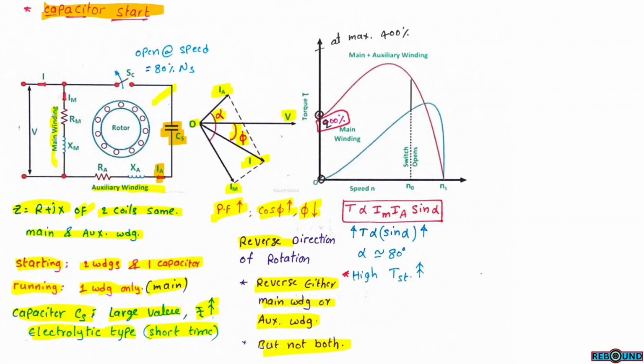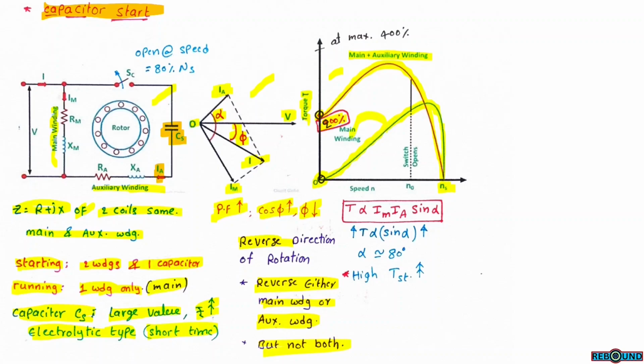So this is the equivalent circuit, this is the vector diagram, and finally the speed torque curves. This is torque versus speed. This is the starting torque with only the main winding. If there is no auxiliary winding, this will be the starting torque. This will be the curve if there is no auxiliary winding. And this will be the speed torque curve if there is an auxiliary winding in the circuit. So this brings the starting torque to nearly 200%.